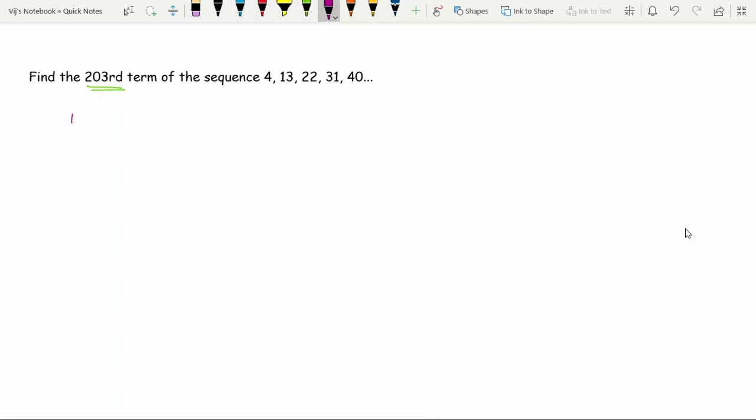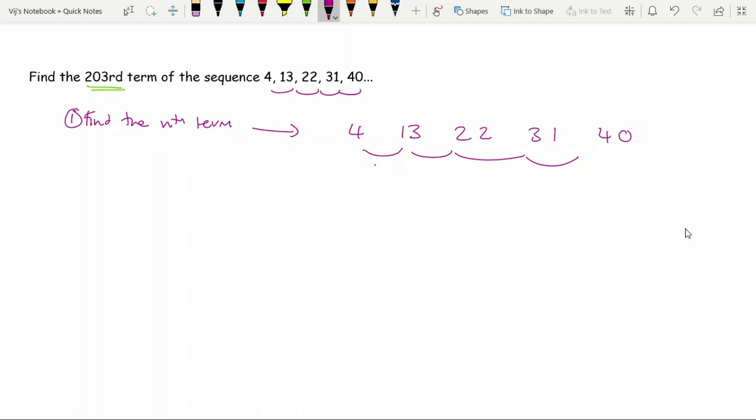So the first thing we want to do is find the nth term. To find the nth term of this particular sequence, the first thing I need to do is find the difference. So if I just start by writing out the sequence again, we can see here that the difference between the numbers is plus 9, which means that 9n is going to be in the formula. Now to get from 9 to 4, what I need to do is take away 5. So then the nth term formula is going to be 9n take away 5.